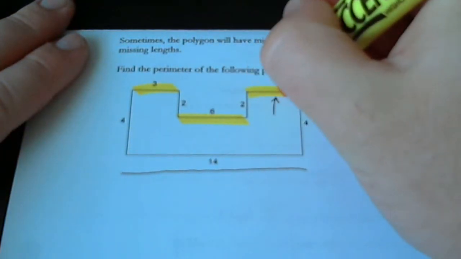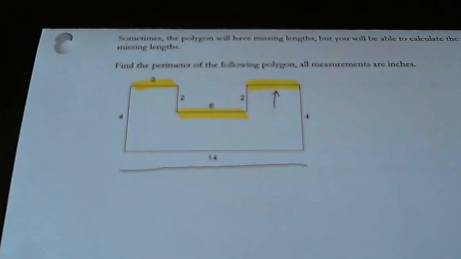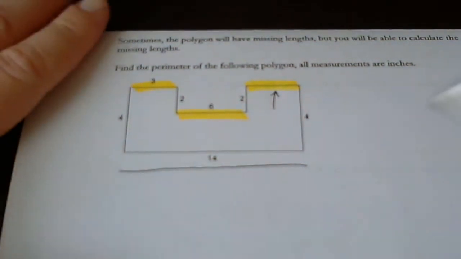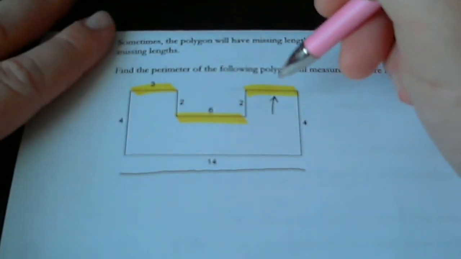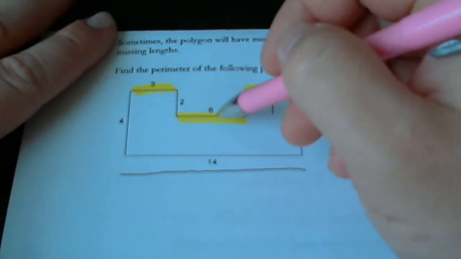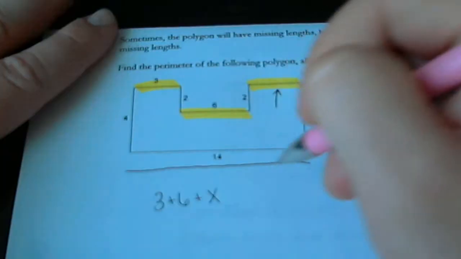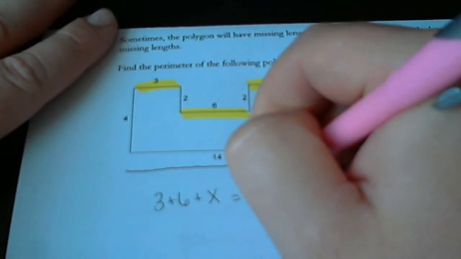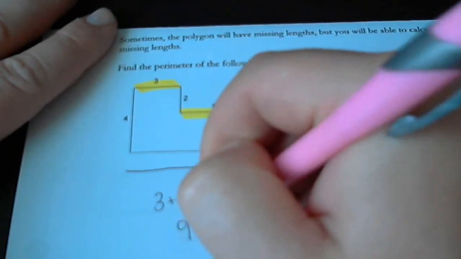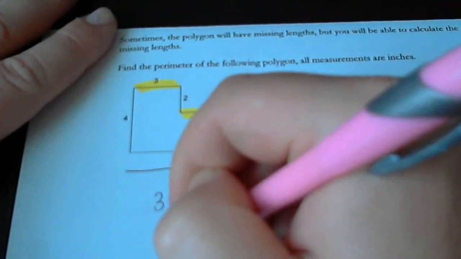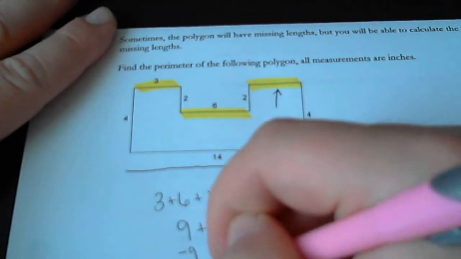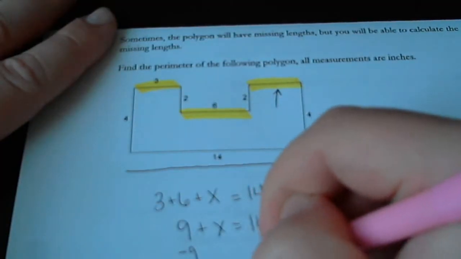So that would be this one, and this line here. Those three lines have to add up to 14 because notice how they're all in the same direction. Alright, so that means 3 plus 6 plus something, let's call it x, equals 14. Well, 3 and 6 is 9, plus x equals 14. Solve this by subtracting 9 from both sides, and we find out that x is 5.